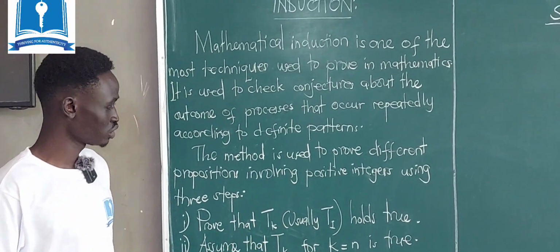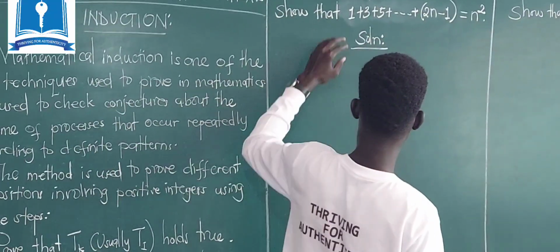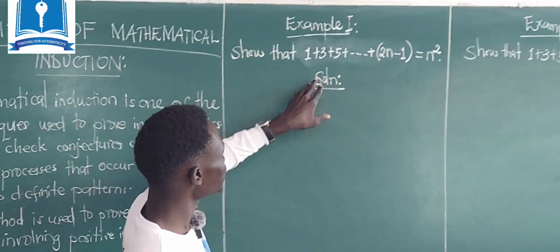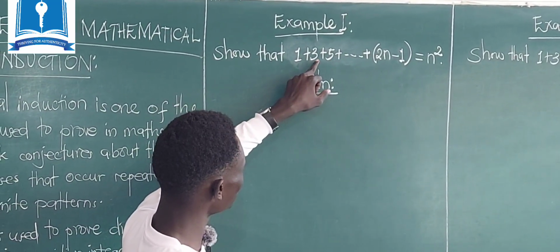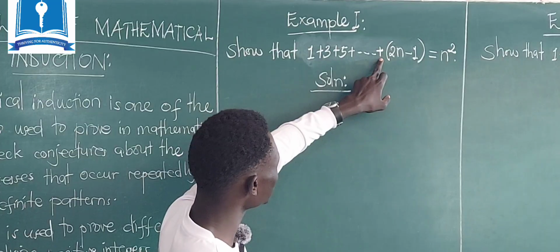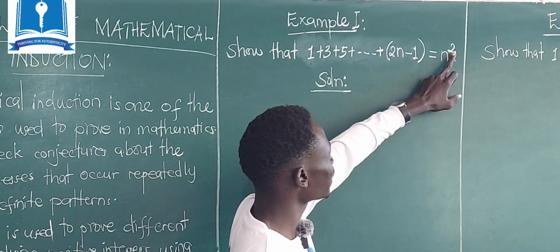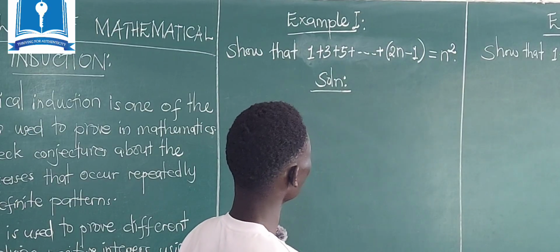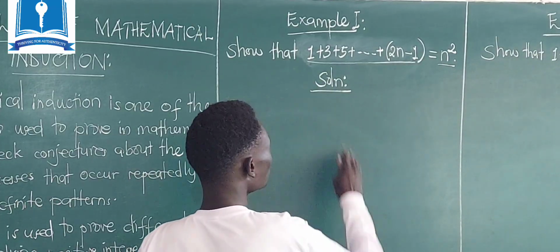For instance, we are given some examples. Let us see how we can prove these examples. Now we have example one. They say show that 1 plus 3 plus 5 plus, up to 2n minus 1, equals n squared. So now we are trying to prove if this is equal to this. Let us prove if this is equal to this.